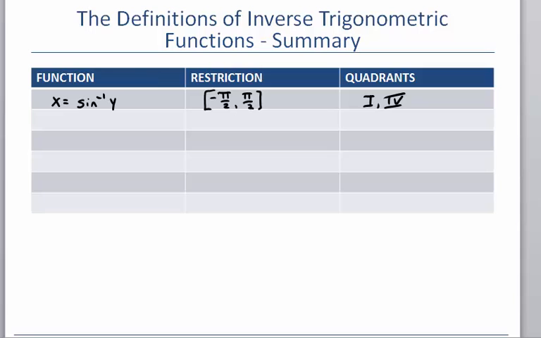Now for our cosine function, we'll have x is equal to cosine inverse of y. And we said the restriction would go from 0 to pi. And in terms of quadrants, 0 to pi would indicate either quadrant 1 or quadrant 2. We know that this is our pi value over here.